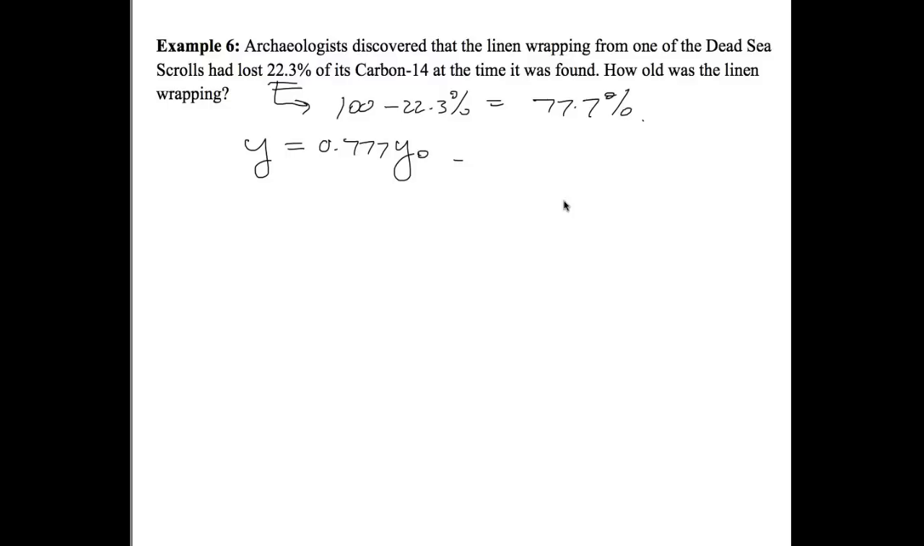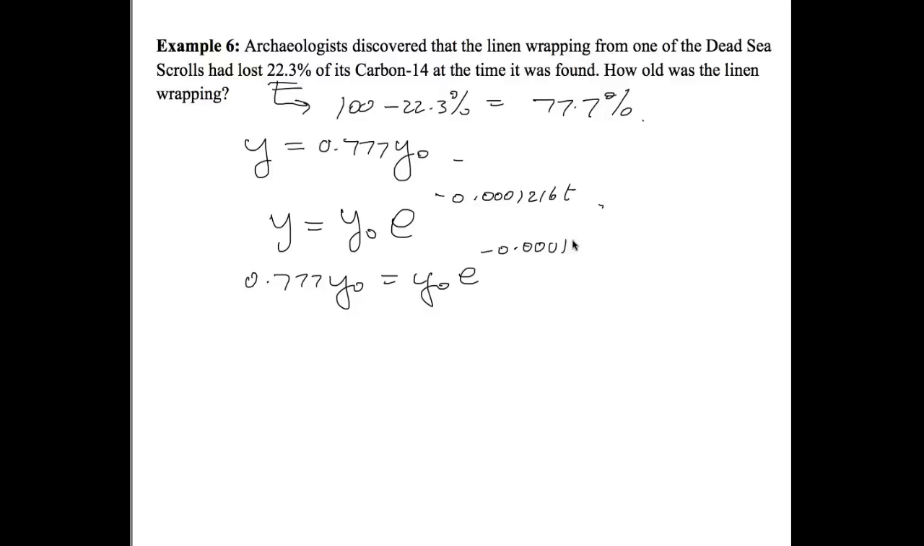Now we want to know how old this is. So we know our actual model is given by y0 e to the negative 0.0001216t. In this case, of course, we have y equals this, so we have 0.777y0 equals y0 e to the negative 0.0001216t. The y0s will cancel out, dividing both sides, so we end up with taking the ln of both sides.